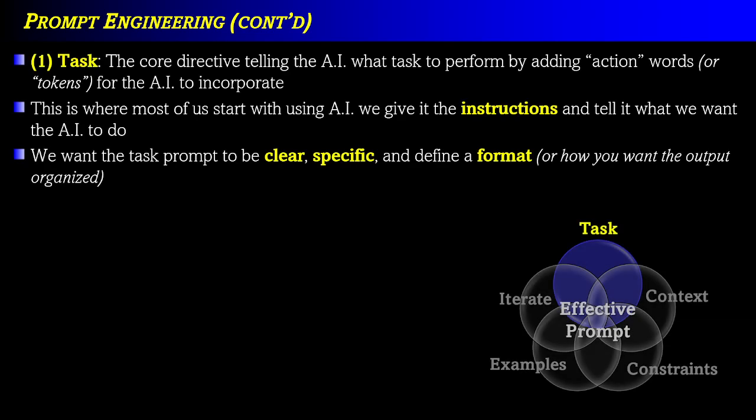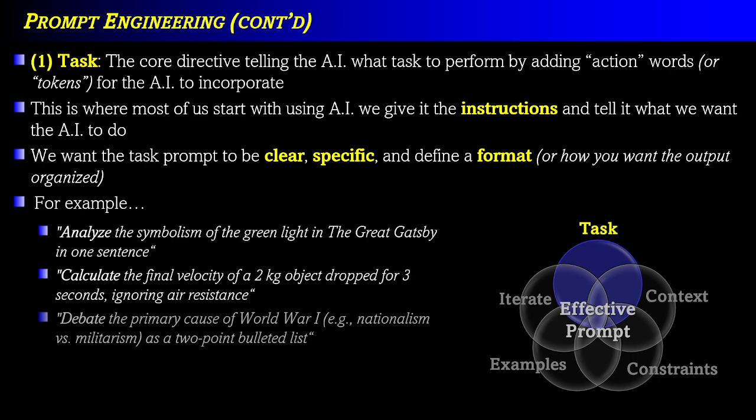So in prompt engineering, this is the core directive, telling the AI what task to perform by adding action words or tokenizing your input values for the AI to incorporate. This is where most of us start with large language models. We write a prompt in a task-based format. We give those instructions and tell it what we want the AI to do or where we want it to go. We want the task prompt to be clear, to be specific, and to define a format, how you want the output organized. So here's some examples.